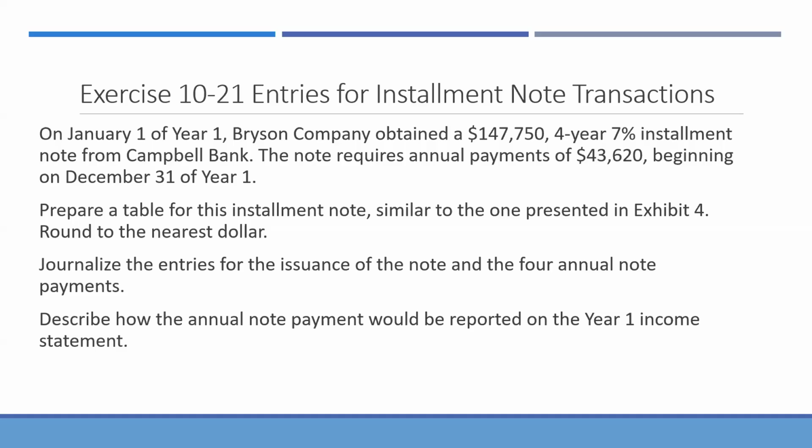So in this problem, we're asked to prepare a table for this installment note similar to the one shown before, and it's going to show every year what's our principal payment, what's our interest payment, what's the carrying value at the end of the year, and what's the total payment. For this note, it's 147,750, 4 years, 7%, annual payments of 43,620.